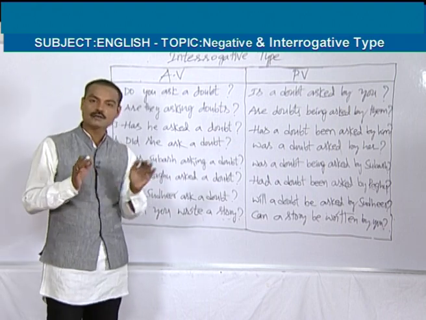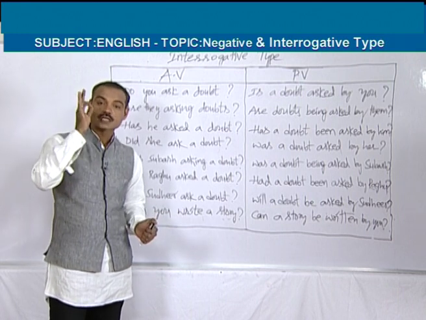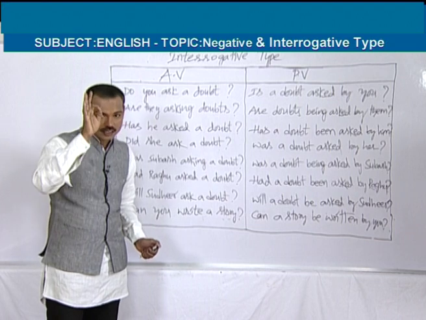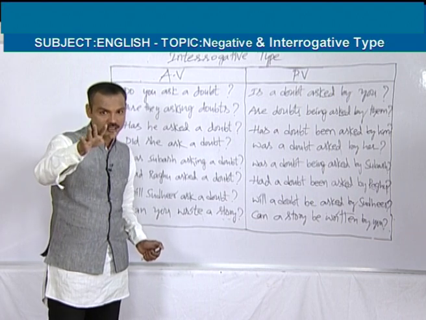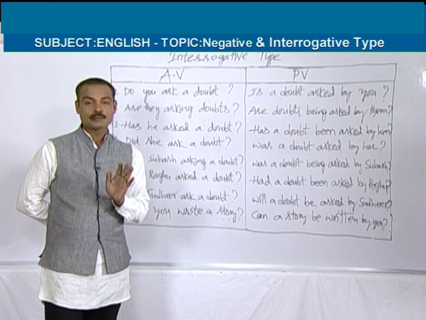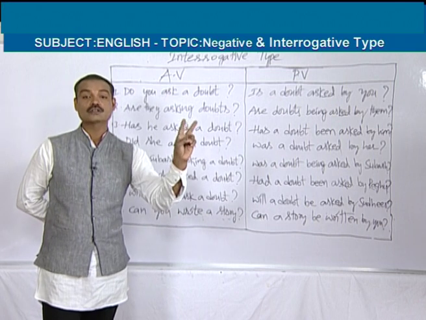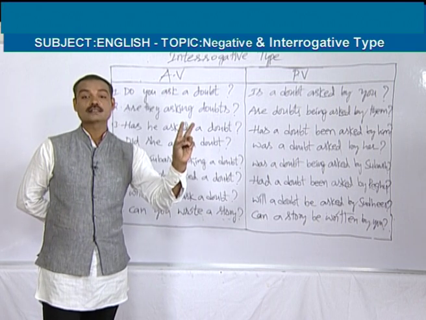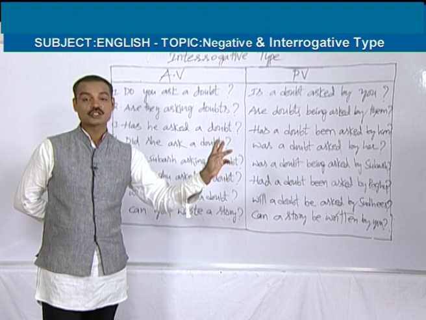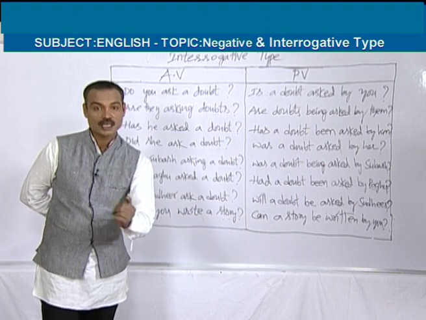Friends, I am going to give you another technique here. Whenever the active voice starts with did, the passive voice should always be started with was or were. Please remember, if the active voice starts with did, the passive voice should be started with either was or were only. No other helping verb should be used here. If you know this technique in the examination, you can save the time.